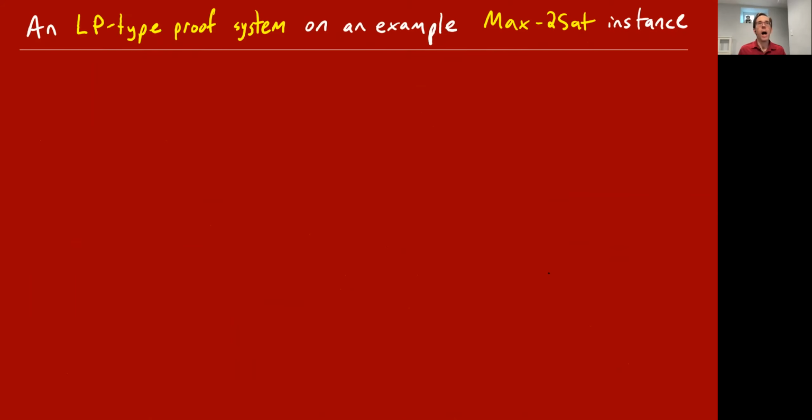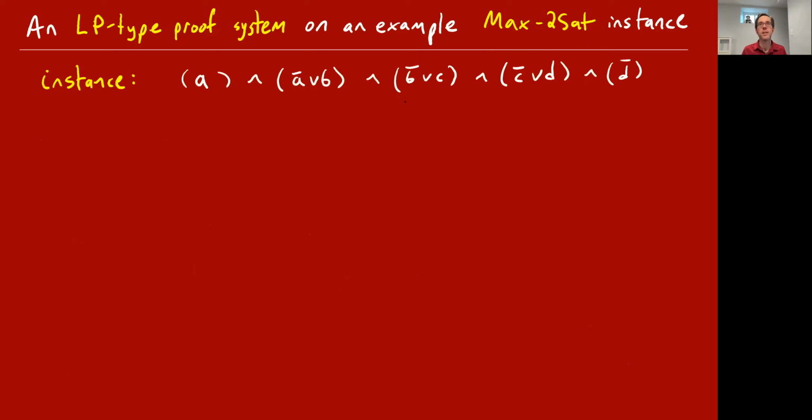Okay, so I'm going to now introduce some kind of LP type proof system. It won't be quite the same as this LP proof system I've talked about before. And I'm going to introduce it through an example instance, namely an example instance of the max 2-sat problem. Okay, so consider this particular instance of 2-sat or max 2-sat.